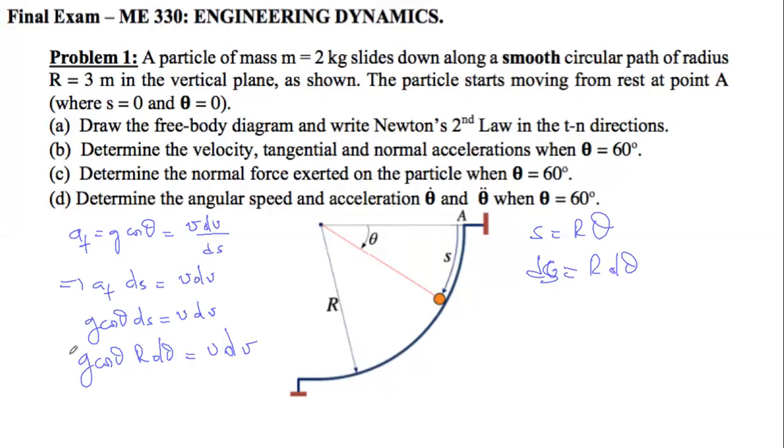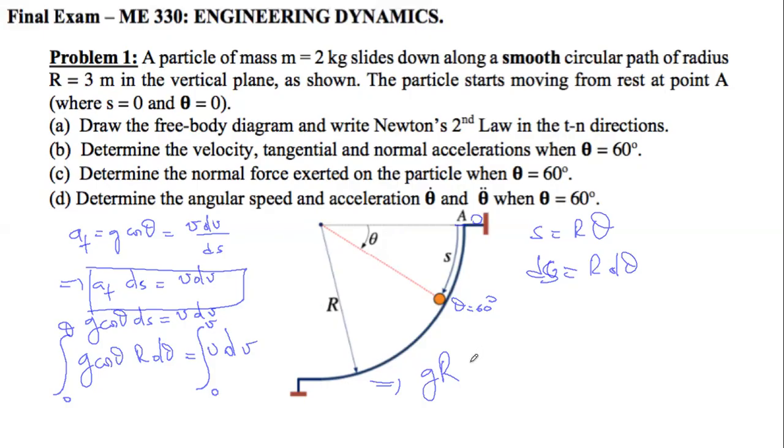Now, if I want the v at 60 degrees, I will have to integrate. I have to integrate here because you see here my theta is going from 0 to 60 degrees. The theta is not constant. So I will integrate between 0 and 60 degrees, and here the velocity goes from v0 to v60 degrees. Let me put the constant outside. I will have gr, and I will integrate cosine theta d theta.